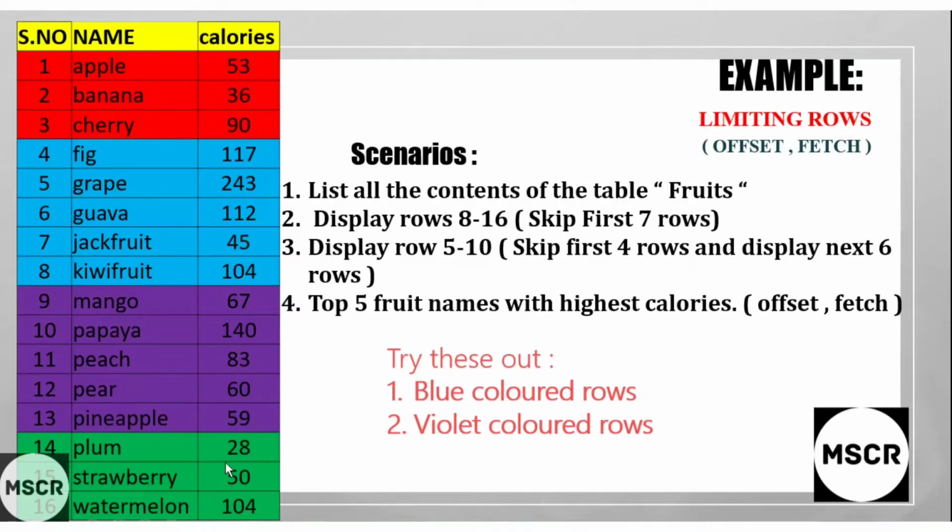And the second one is violet colored rows. Violet as in row number 9 to 13. Only this part of the rows have to be present in my output, and remaining should not be present in my output. Just write this query on your own, put it in the comments, I'll check and I'll correct if needed. Now proceeding with the next example, limiting rows using select top clause.